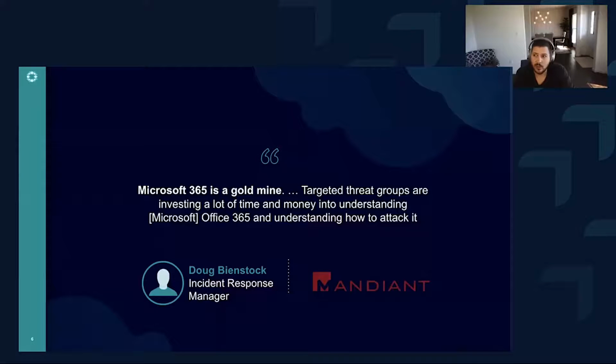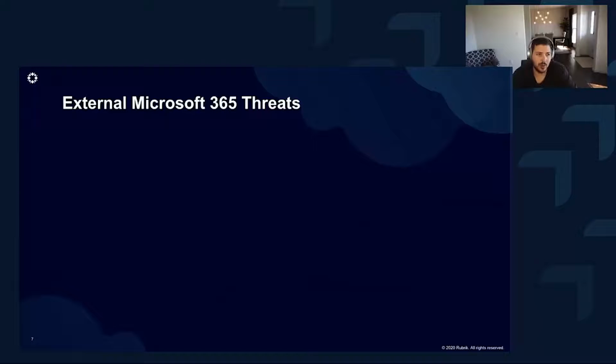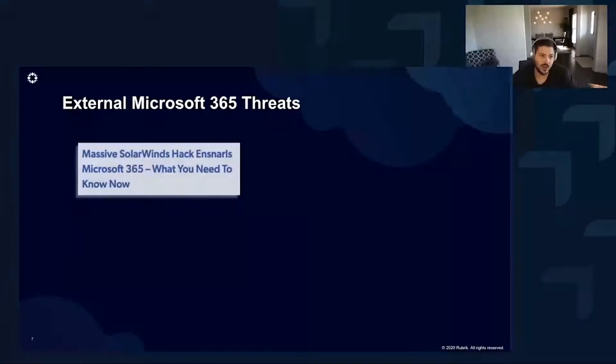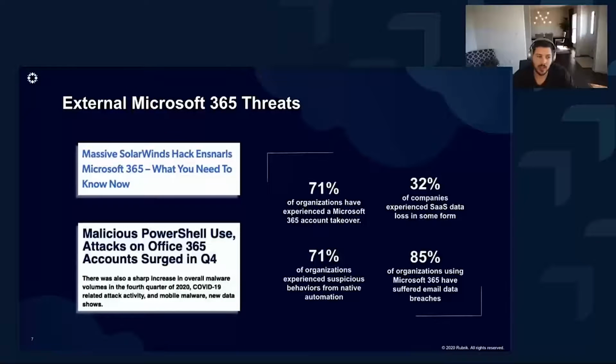So these are the folks with boots on the ground, analyzing real-world attack situations, and across the board they're seeing a plethora of money being spent by these threat groups on understanding Microsoft 365 and how to attack it. That's one of the reasons it's very easy to find headline after headline of these external attacks happening. It's not just one organization experiencing it. It's not just two. 70% plus of organizations have experienced some kind of attack in the 365 ecosystem.